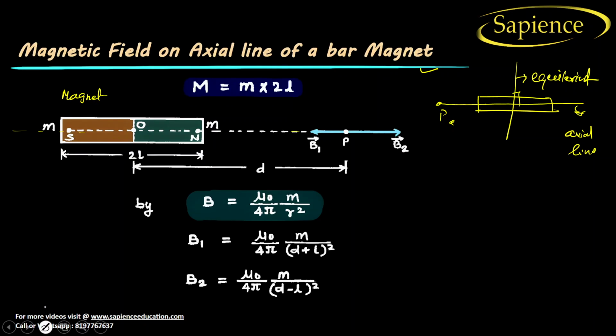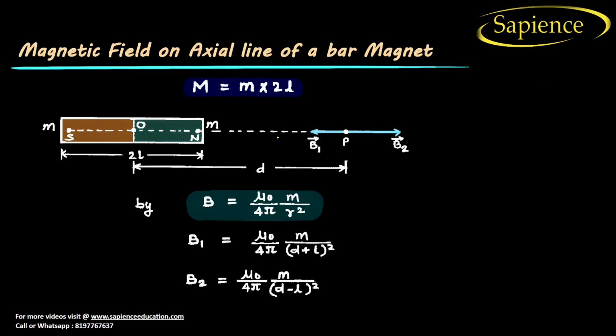Now let us suppose there is a point P which lies on the axial line, and we know that this is a magnet. We want the magnetic field at point P due to this whole magnet. Let us consider this side is the south pole and this side is the north pole. This is the center, and the distance between the center of the magnet and P is, let us suppose, d, and the length of the magnet is 2L. So definitely this half length will be L.